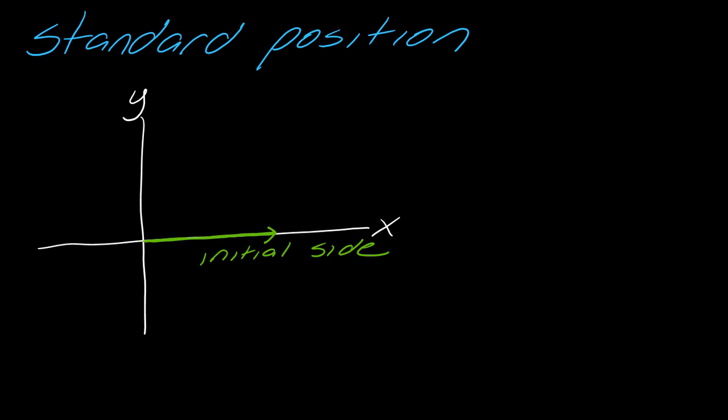So standard position assumes that we have a graph like this, and then we have this initial side. And then I swing this ray out to make a terminal side. And the terminal side can really end up anywhere. So I could have it here, or I could have it here. Whatever, but that's what standard position is.